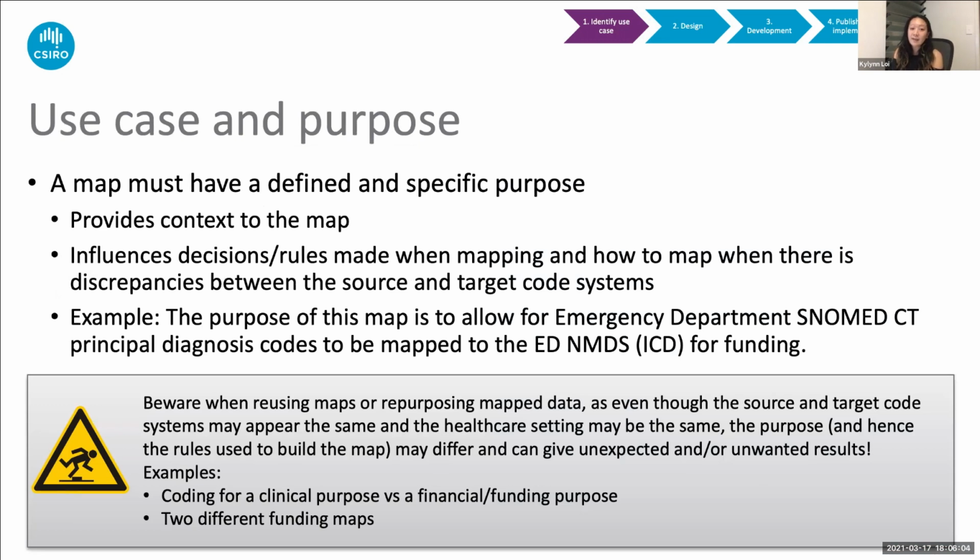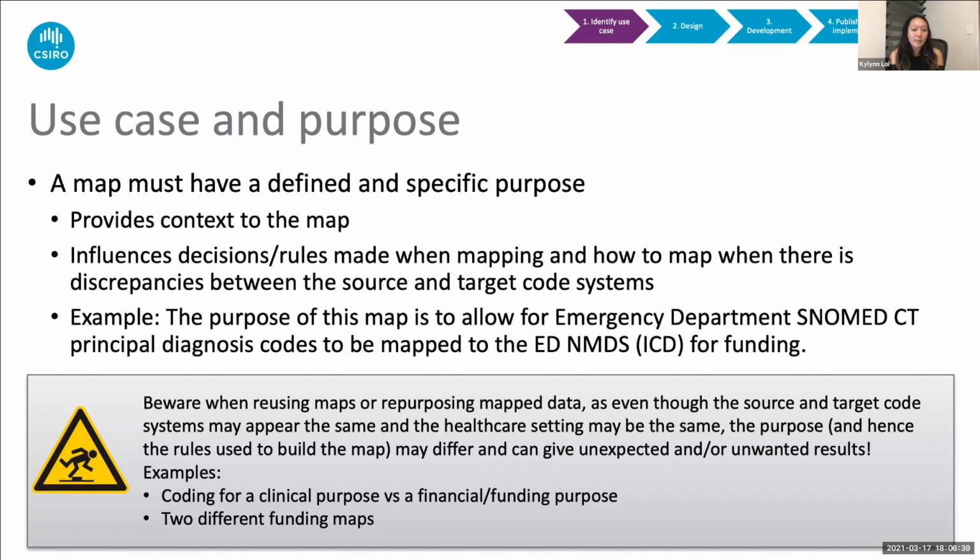A map itself must have a defined and specific purpose. This provides context to the map and influences decisions and rules made when mapping, and how to map when there are discrepancies between the source and target code system. An example of a purpose might be: the purpose of this map is to allow for emergency department SNOMED principal diagnosis codes to be mapped to the emergency department national minimum data set for funding. You'll note here that the use case or purpose is really specific and explains which way the map is to be used and what the map is mapping.